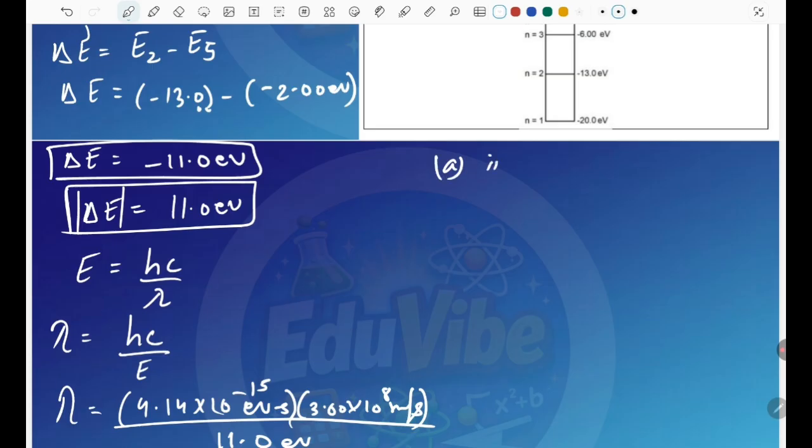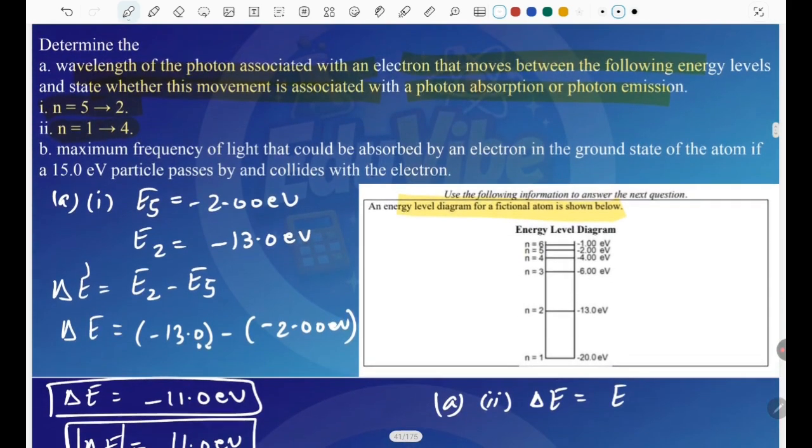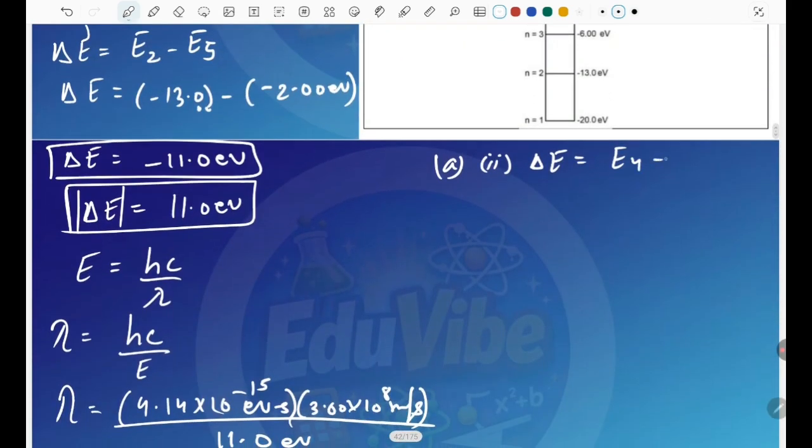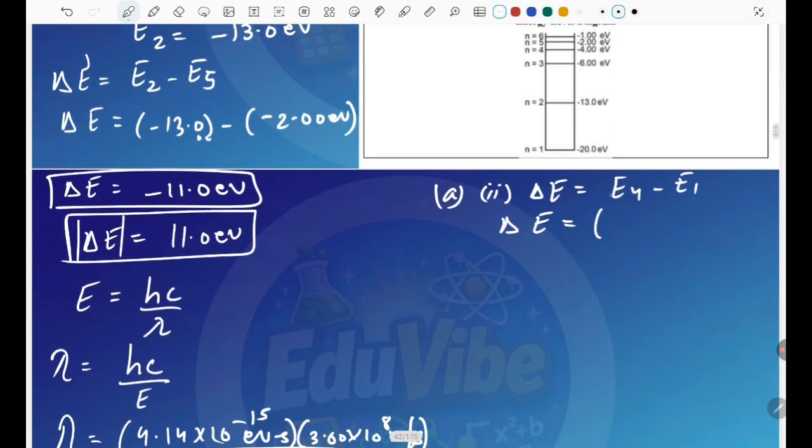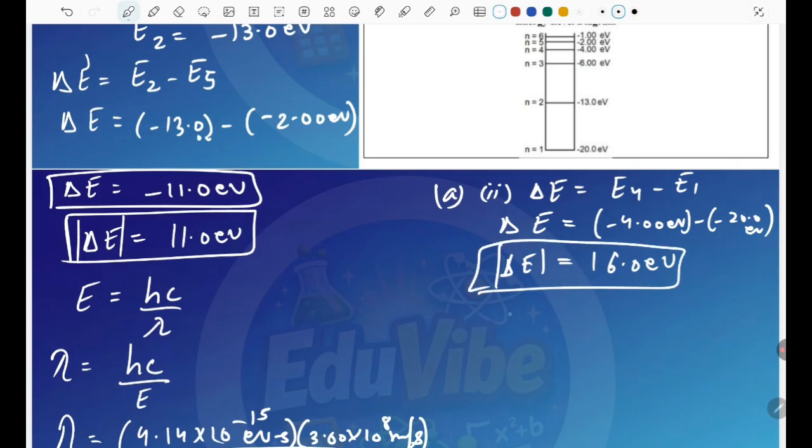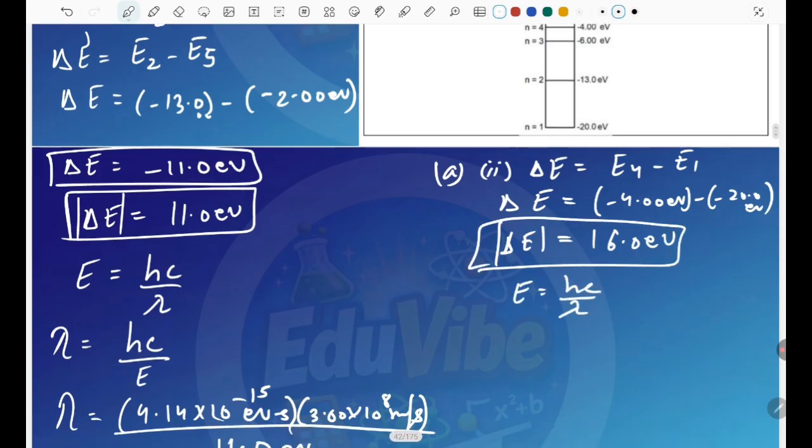So for the second delta E, they go from 1 to 4, but you have to do E4 minus E1. You have E4 of about minus 4.00 eV minus minus 20.0 eV, which is E1. So you get the absolute value and you get the answer of about 16.0 eV, which is positive because of the absolute. You again use this same formula.